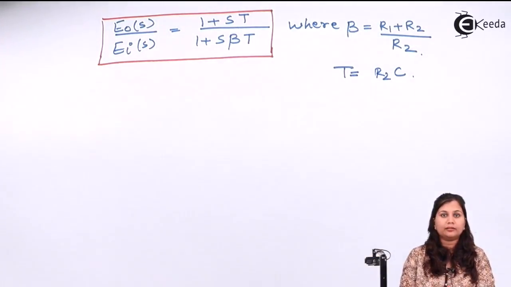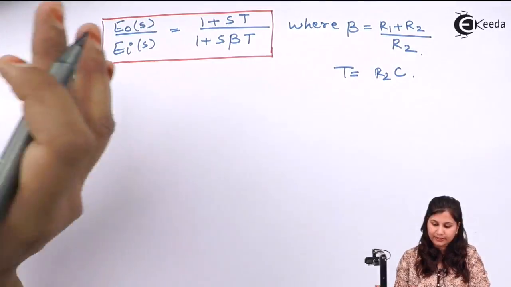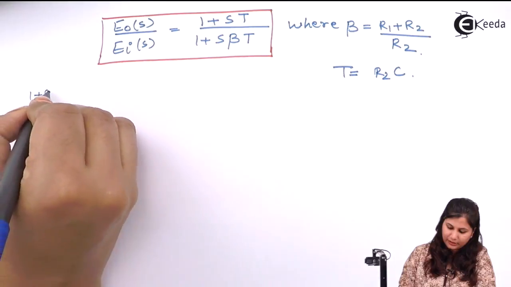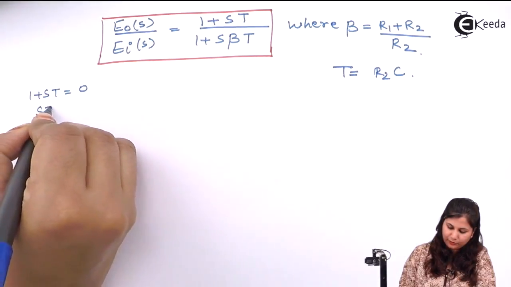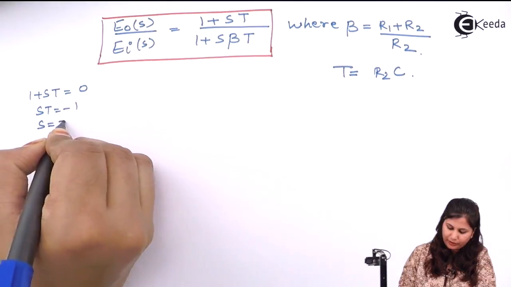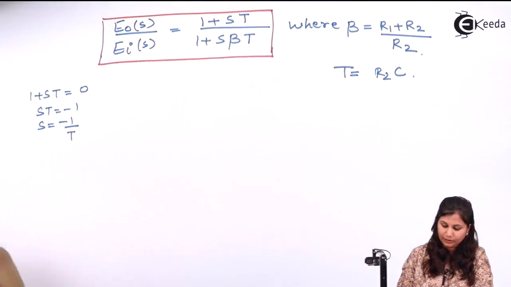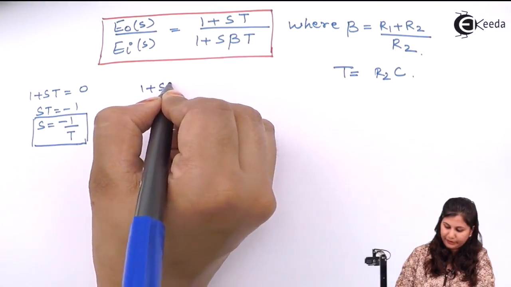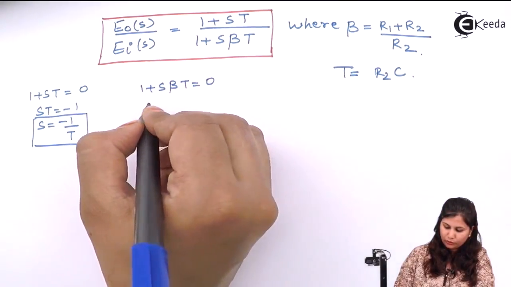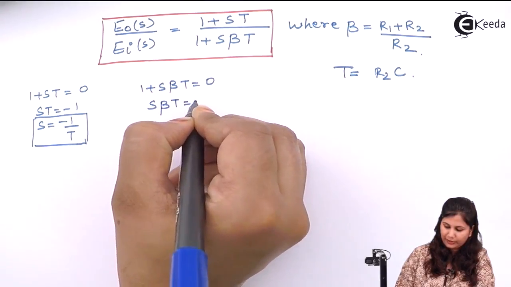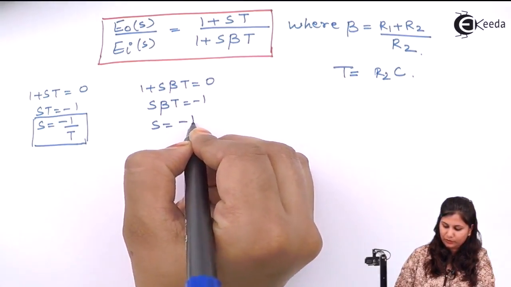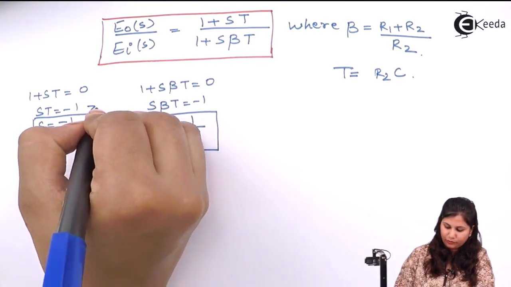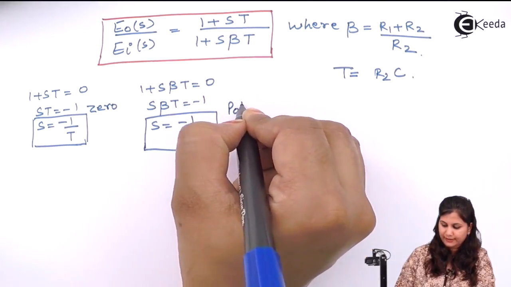Now again, drawing the pole-zero configuration of this phase lag network. Here we have the zero from 1 plus sT equals 0, so sT equals minus 1, and s equals minus 1 by T. This is the zero. And the pole is from 1 plus s beta T equals 0, so s beta T equals minus 1, and s equals minus 1 upon beta T. This is the pole of the system.